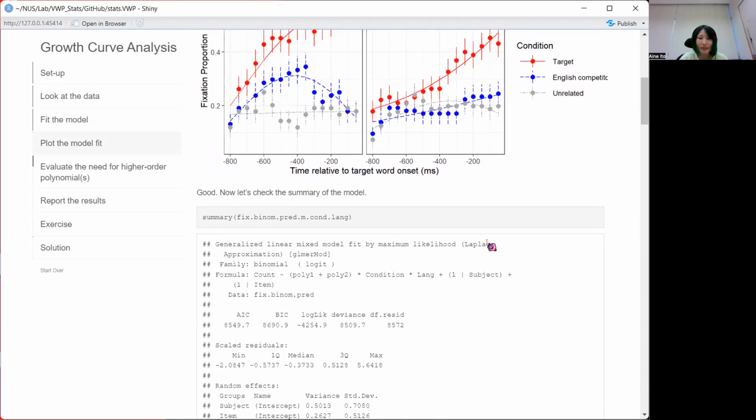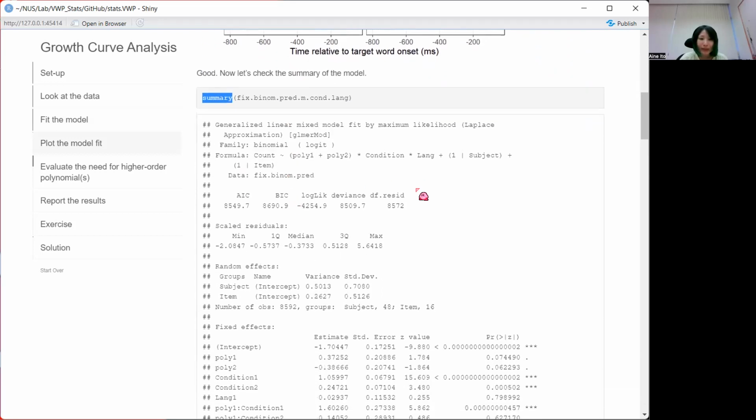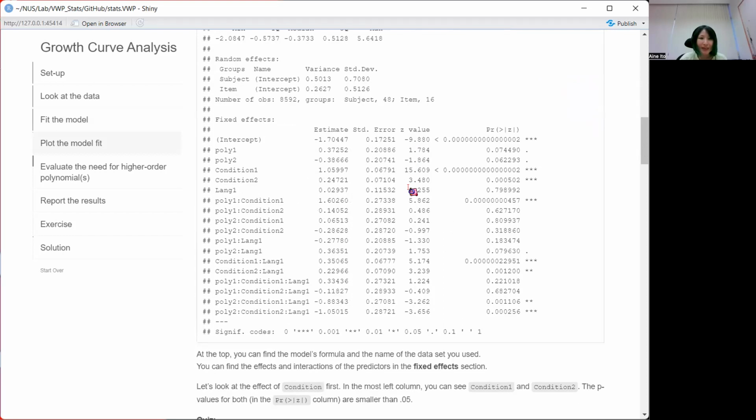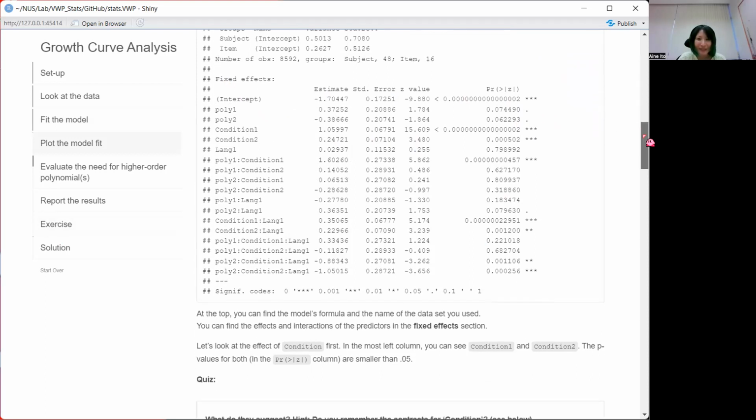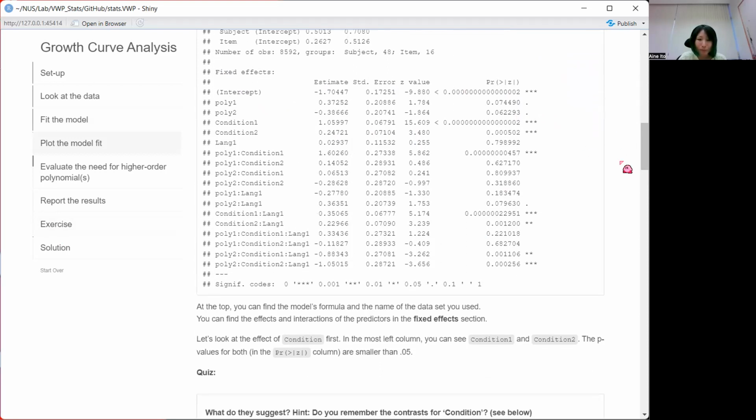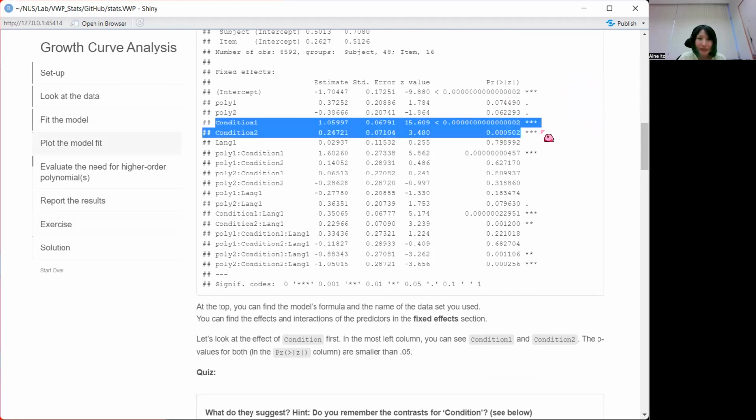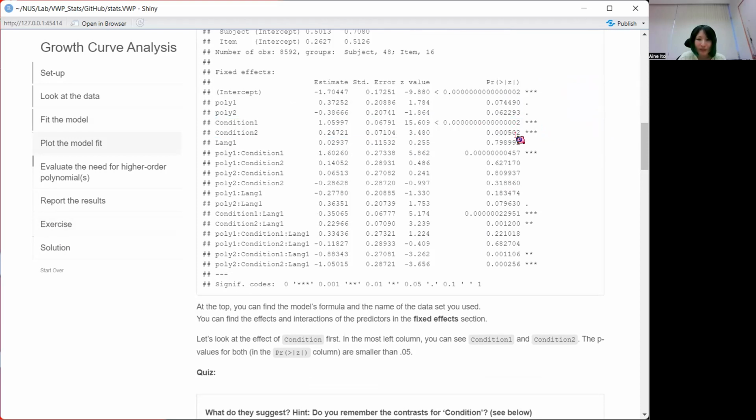Now we can check the summary of the model. I just use a summary function as you usually do for an LME. And we have this long fixed effect output, and we can find some stars running up here. So we can check which one is significant. We look at the conditions first, and you can see that condition 1 and condition 2 are both significant.